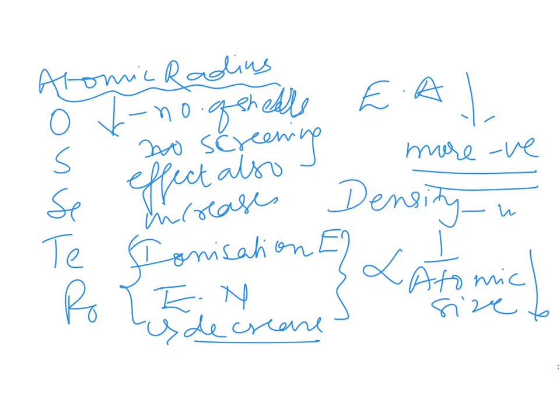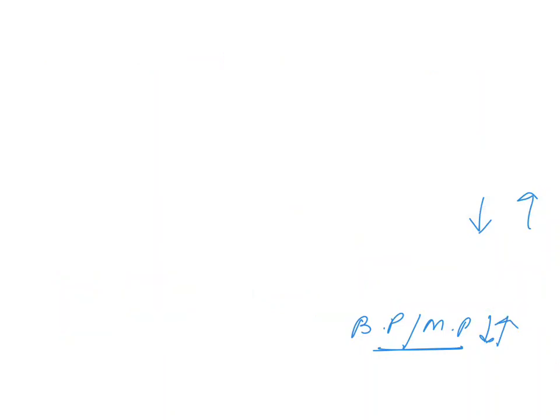Then about density, it also increases down the group. Then physical properties like boiling point and melting point also increase down the group. When we go down the group, they increase. So these are some of the general properties of these elements, that is, the oxygen family.